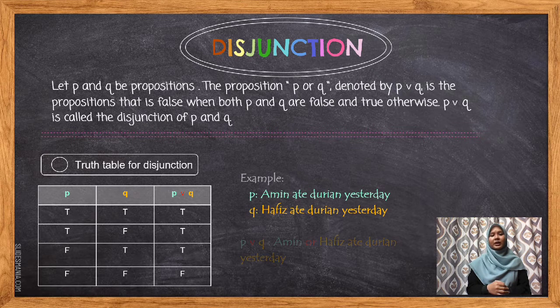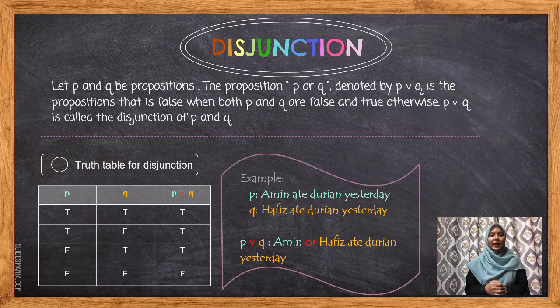Let's see the example in English statement form. P, Amin ate durian yesterday. Q, Hafiz ate durian yesterday. So, P or Q will be: Amin or Hafiz ate durian yesterday.